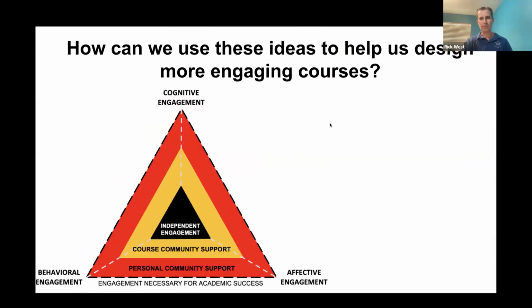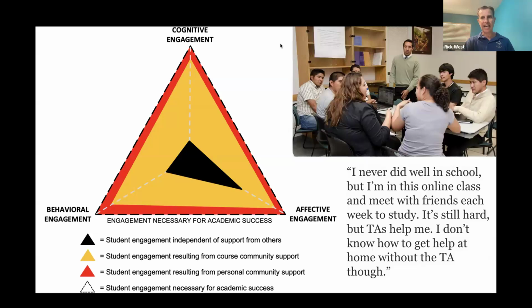And here's someone else, whoops, who says, I never did well in school, but I'm in this online class. I meet with friends each week to study. It's still hard, but the TAs help me. I don't know how to get help at home without the TA, though. So here's someone that has really strong affective engagement, a really strong course community, as kind of indicated by these peers who are helping them, but not really much from the personal community. And that's where the weakness is for the student.